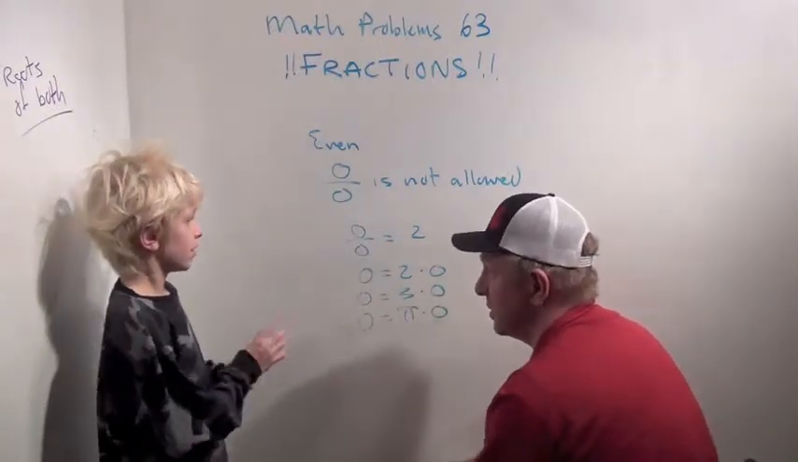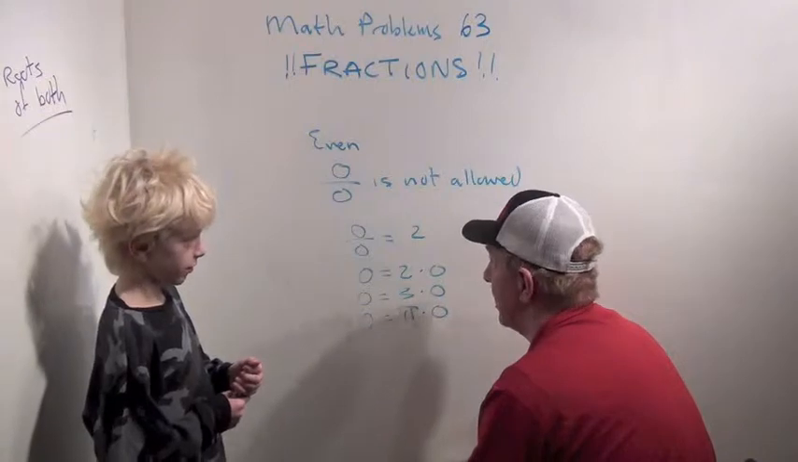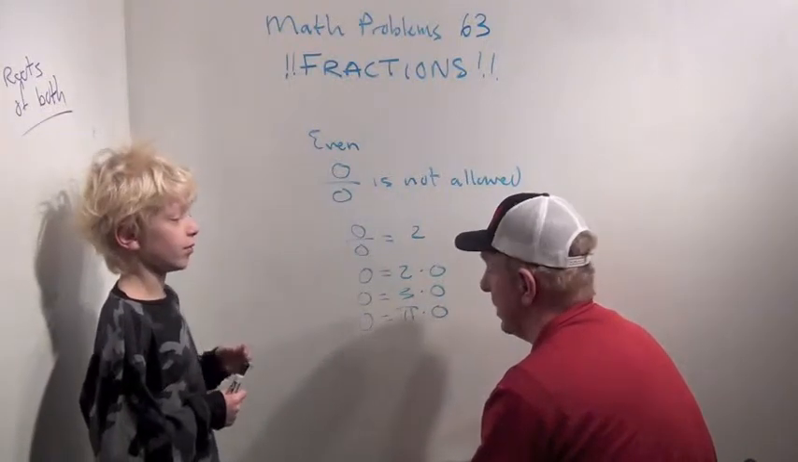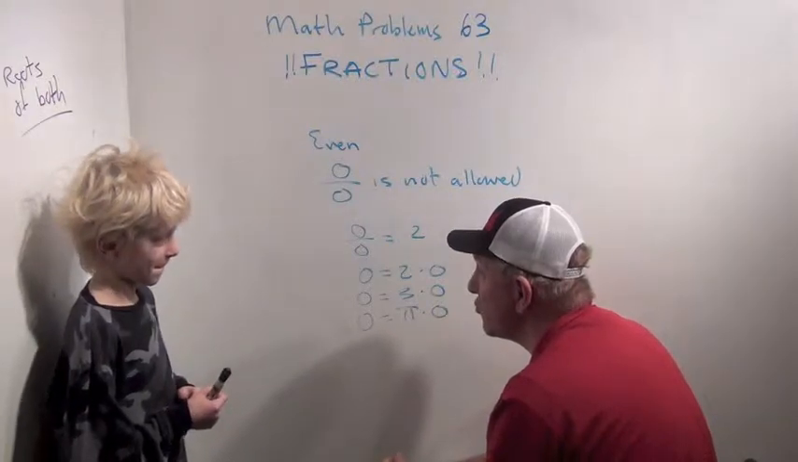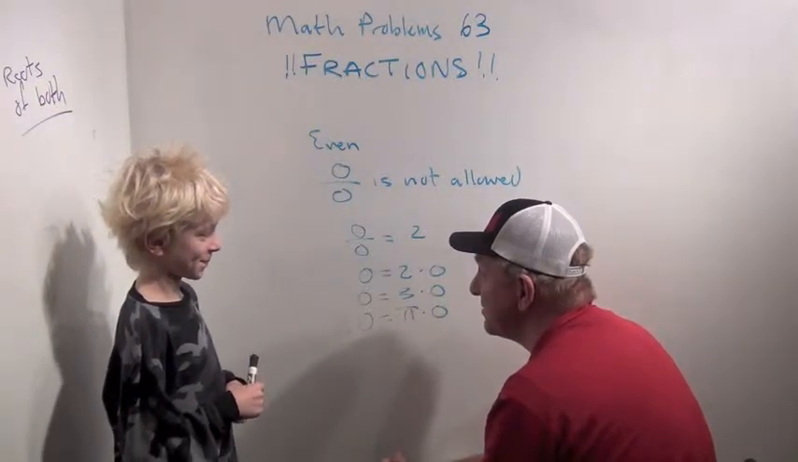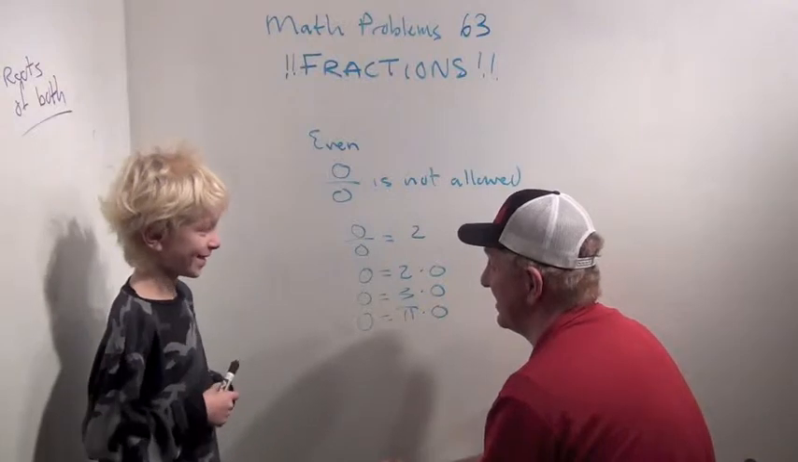Okay, so what's the rule? You cannot divide by 0. Are there any exceptions to that? No. Okay, if you ever divide by 0, I'm going to be so angry. You'll have to have a timeout.